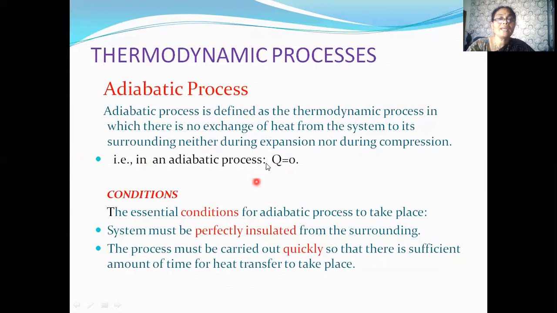That is, in an adiabatic process, Q is equal to 0. No exchange of heat. Heat is represented by Q. So Q is equal to 0. Now let's see some of the essential conditions for an adiabatic process to take place. The system must be perfectly thermally insulated from the surroundings, and the process must be carried out quickly so that there is insufficient time for heat transfer to take place. So this is regarding the adiabatic process.